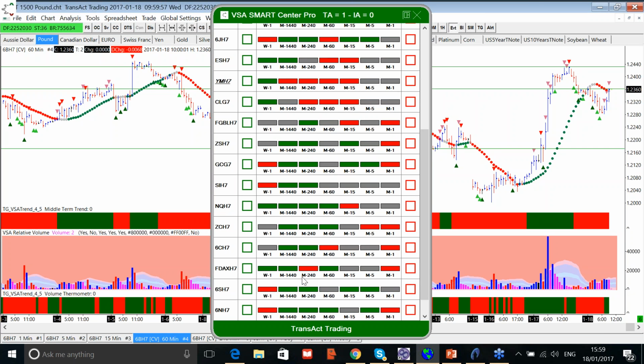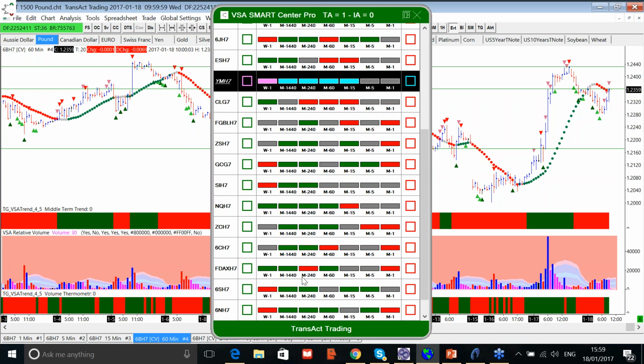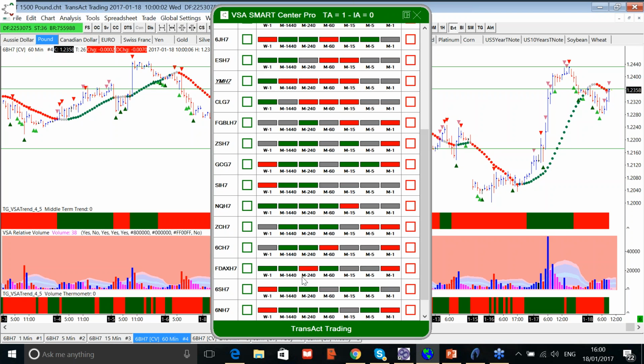Trend alignment to the downside has arrived. Just as we say it, up comes Smart Center Pro, so that's typical. But I'll have a look at that in a second.